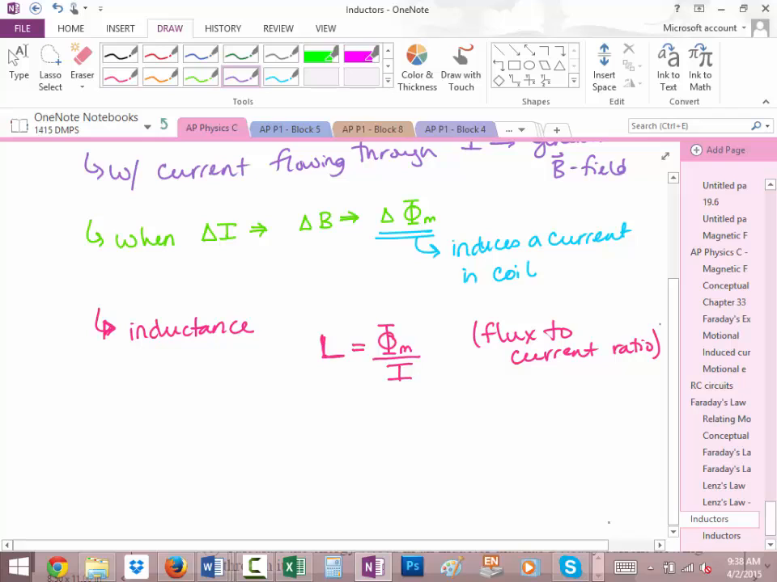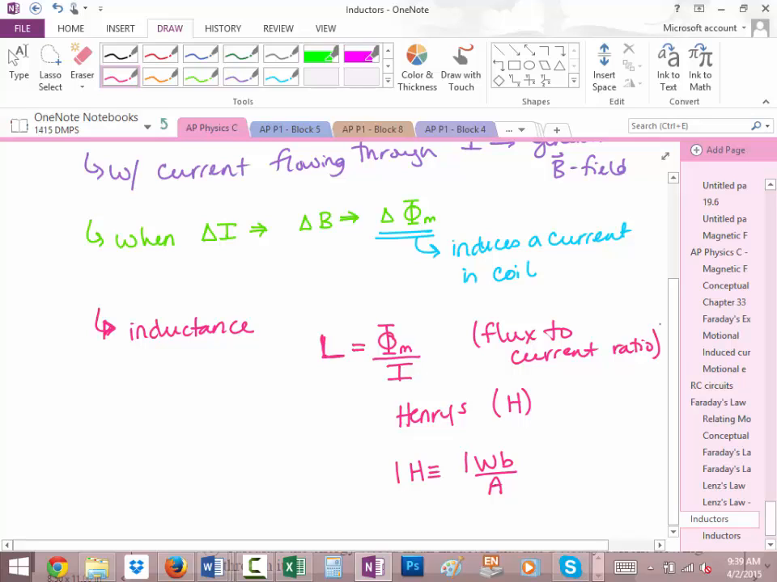Inductance is measured in, also named after a famous physicist, not one that I know a lot about, Henrys. Yeah, named after a guy named Joseph Henry. So inductance is measured in Henrys, marked with the letter H, capital H. One Henry, that is the SI unit of inductance, is defined as one Weber per amp.